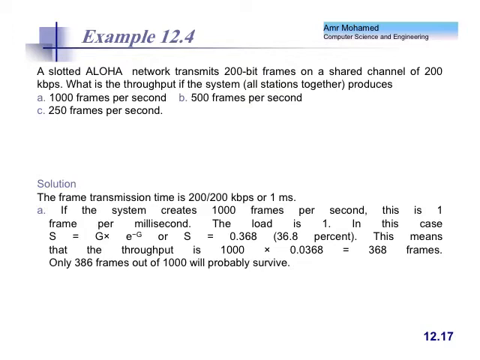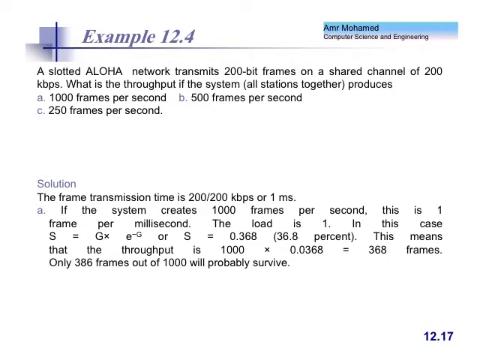So similar to what we have done before, the exact same example we went through last time, we will do it again for the case of slotted Aloha. So we have a slotted Aloha system that transmits 200 bits for each frame. So each frame has a length of 200 bits, okay? And they share a channel of maximum data rate of 200 kilobits per second. So this is the exact same example. The only difference is that now it's slotted Aloha.